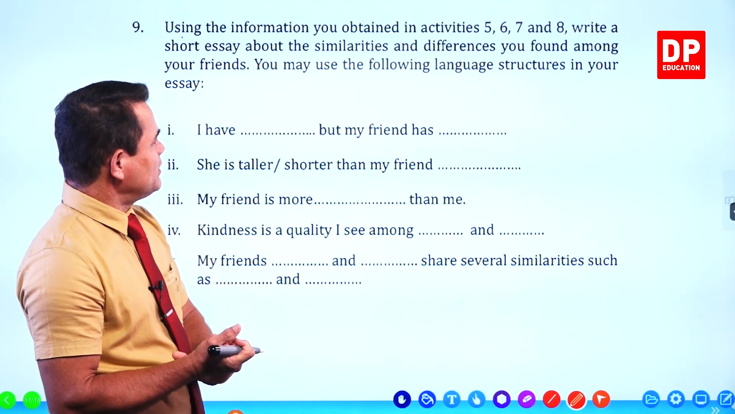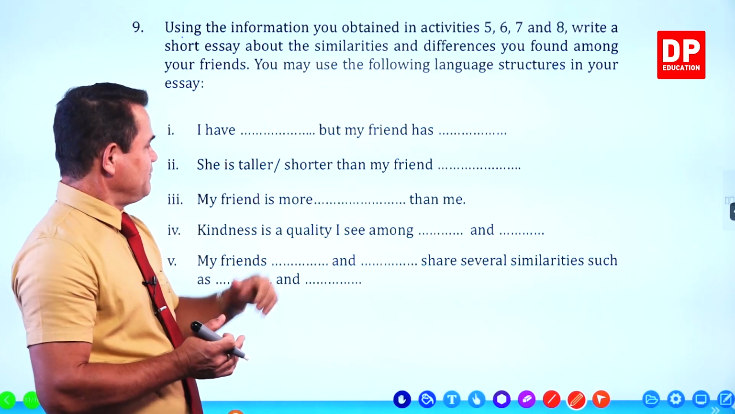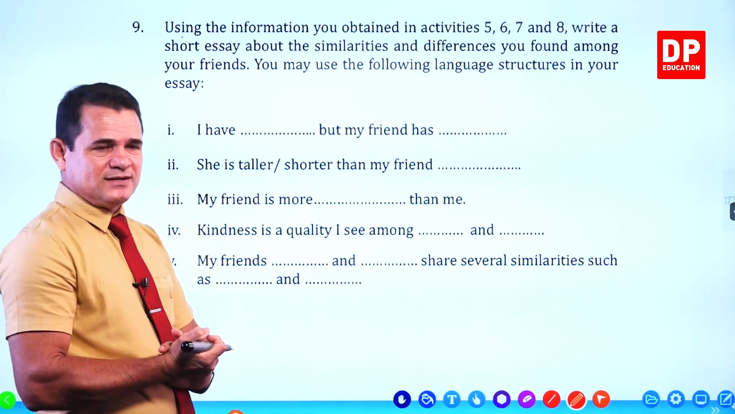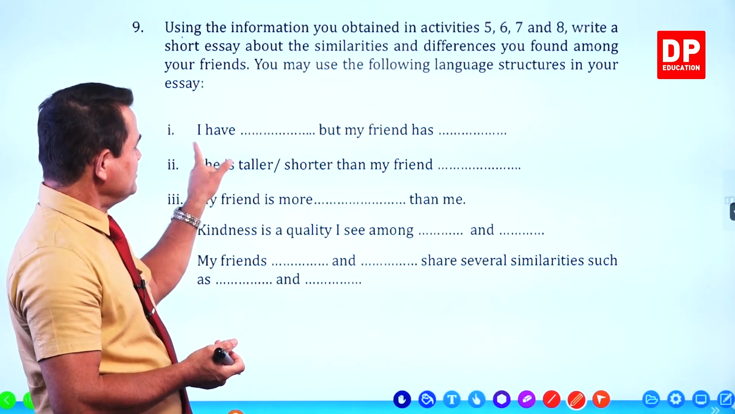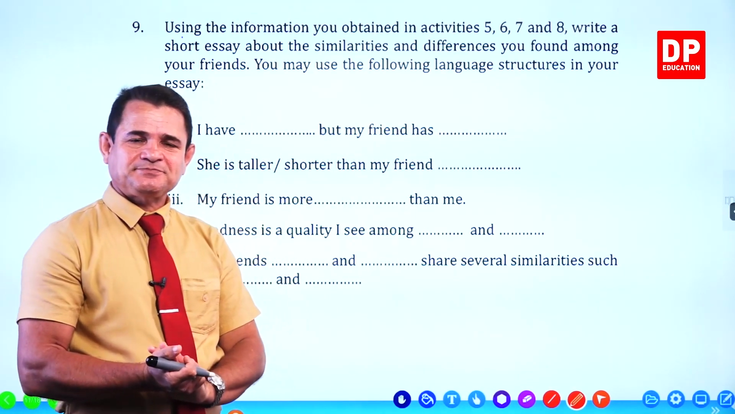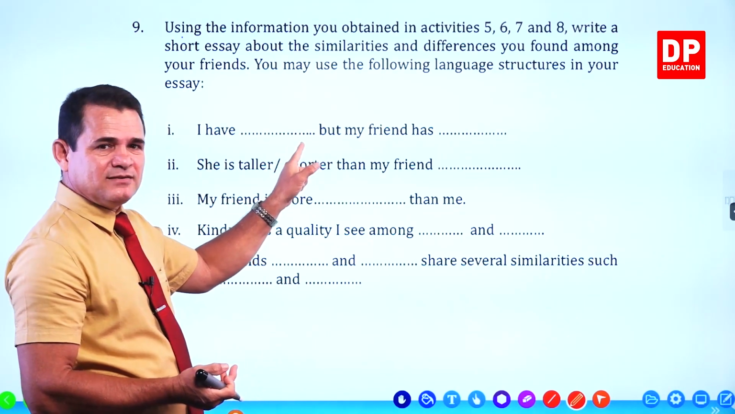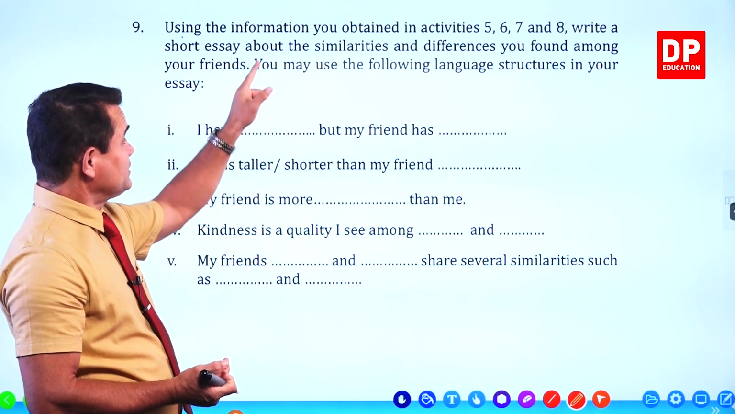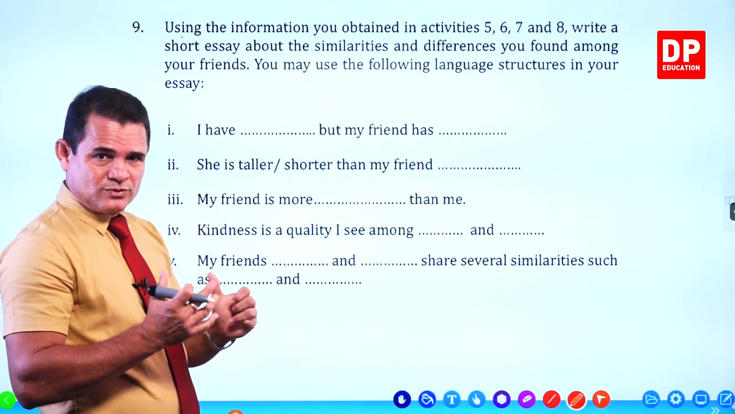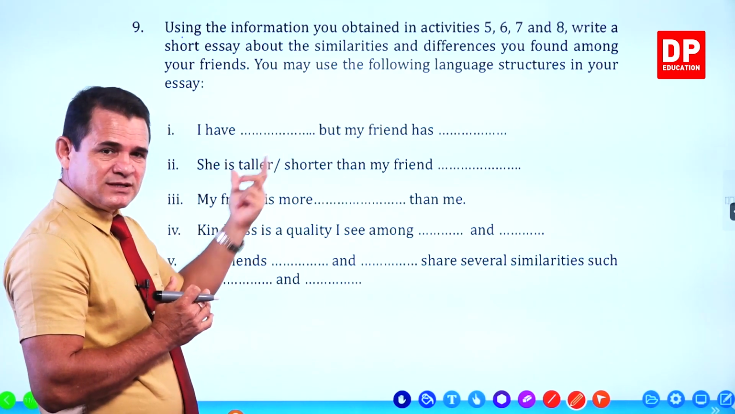You may use the following language structures in your essay. මෙන්න ඒකට උදව් කරන වාක්‍ය ටිකක් තියෙනවා. Just have a look at it. I have, but my friends has, that means you can complete the blank using the information you collected. එකතු කරපු තොරතුරු use පාවිච්චි කරලා මේ හිස්තැන් පුරවන්න.